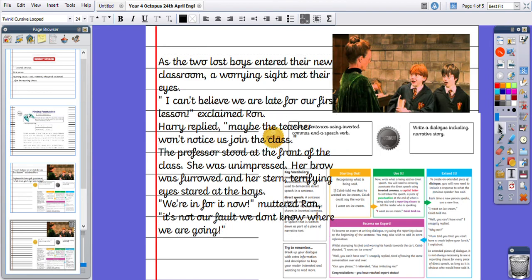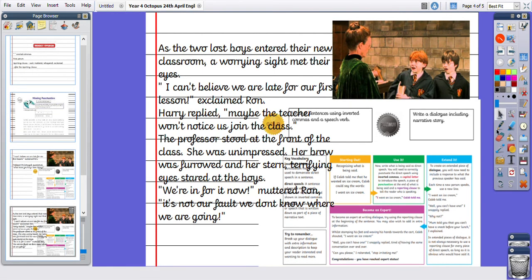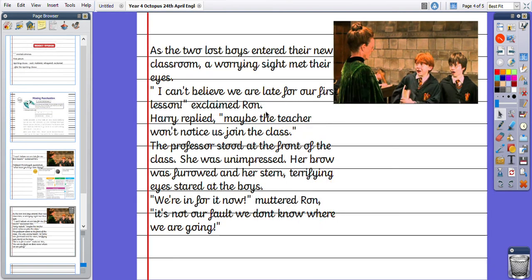So, I've written a quick waggle for you there. I have used examples of speech verbs. I've used exclaimed, I've used replied and muttered. I've used narrative between my speech so that I'm achieving platinum. I've used inverted commas, I've used reporting clauses, and I've used commas where I need to for my reporting clauses. So where they are at the beginning of the sentence or where they are in the middle, separating two pieces of speech from the same person.